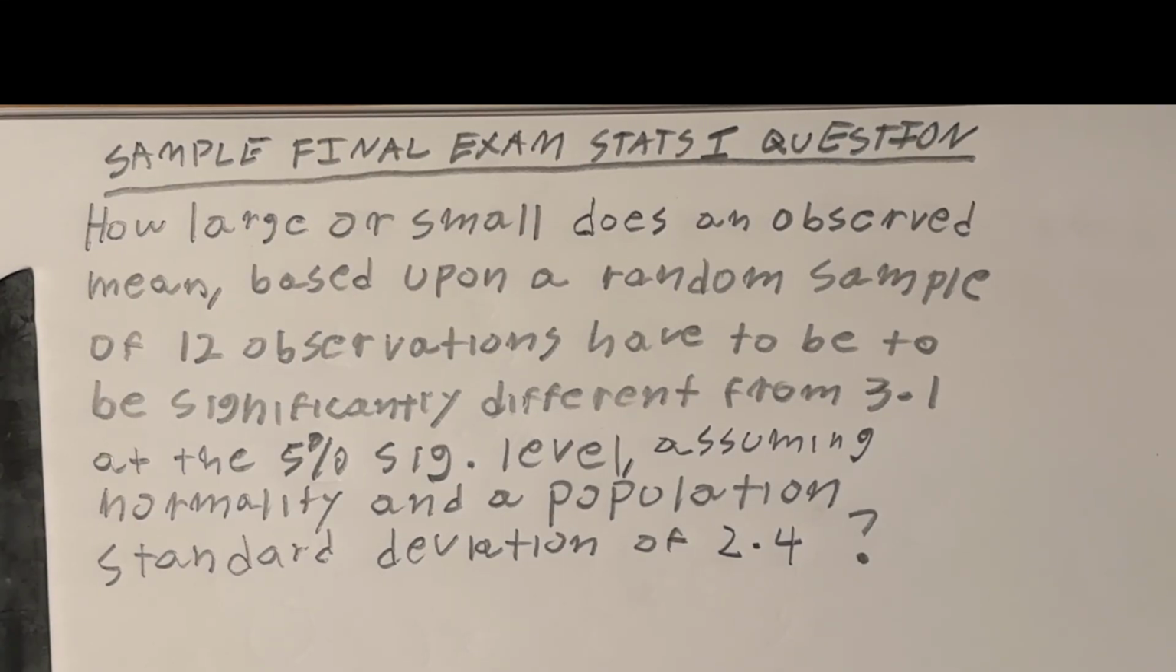Here's a really standard sample final exam stats 1 question. How large or small does an observed mean based upon a random sample of 12 observations have to be significantly different from 3.1 at the 5% significance level, assuming normality and a population standard deviation of 2.4.